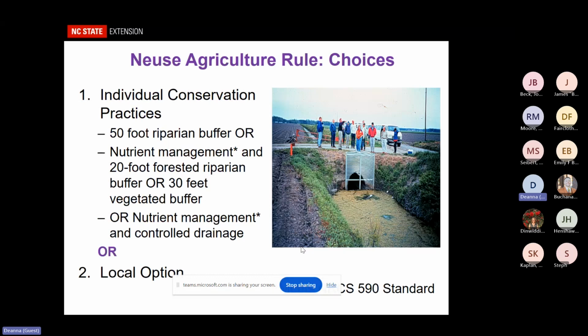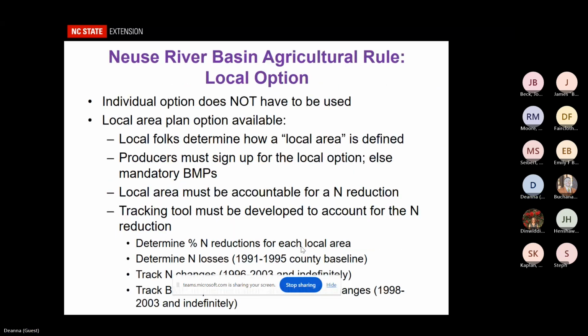Now, that's why we go through the local option exercise every year, because you can imagine how much money and time it would take for every single farmer in all of these watersheds to implement these conservation practices. One of the things about NUS is that because the individual option does not have to be used, the basin could develop these local area plans. And it was really important for local control. And they had to be part of the local option. They had to be accountable for nitrogen reduction.